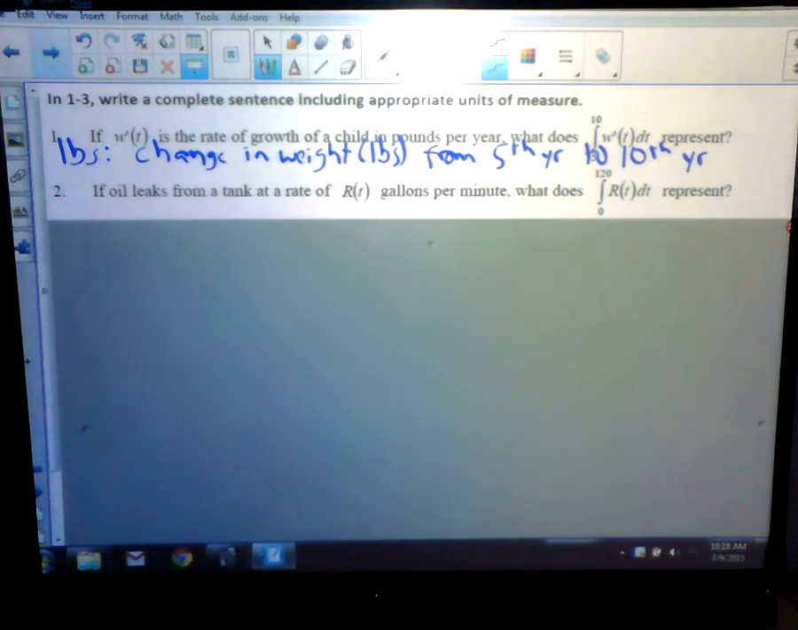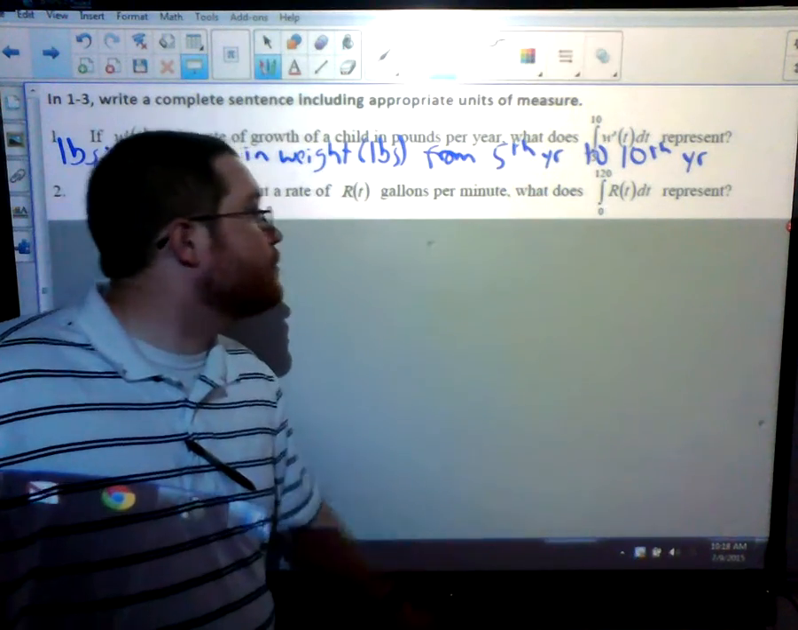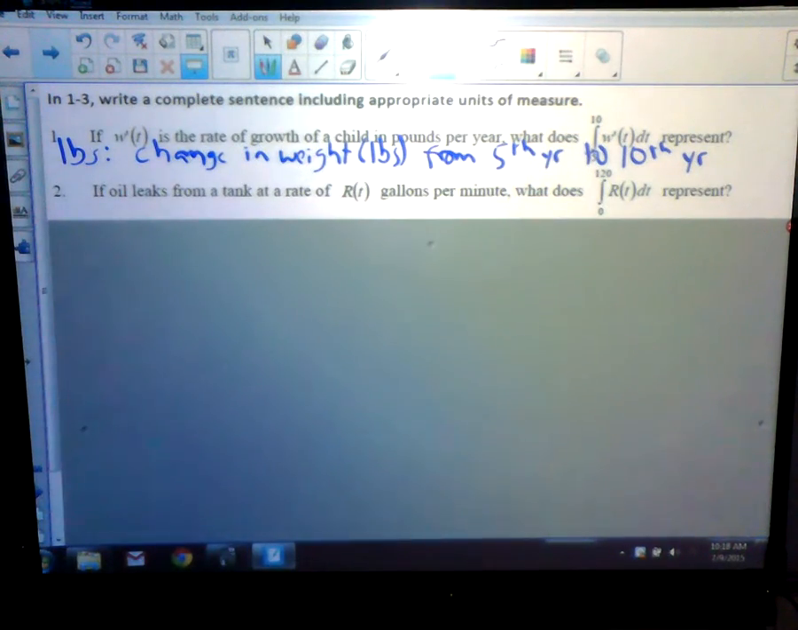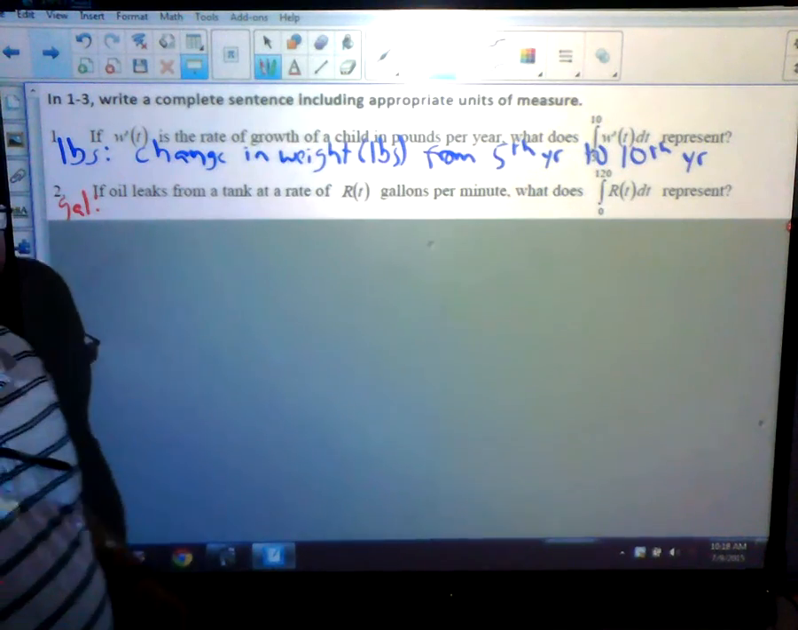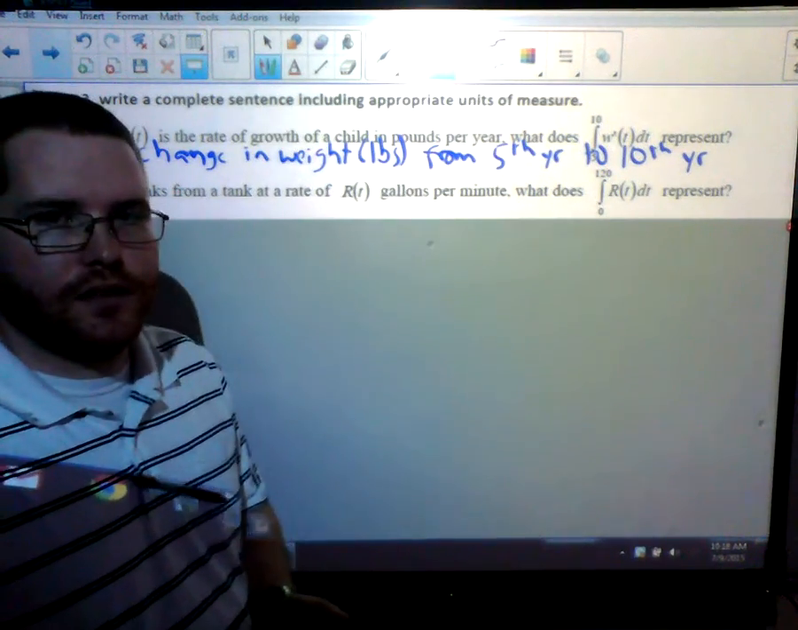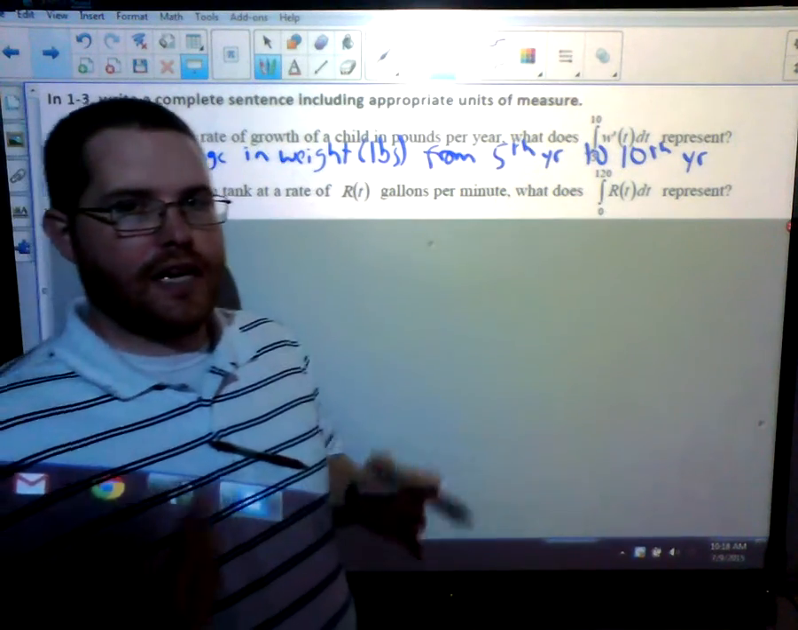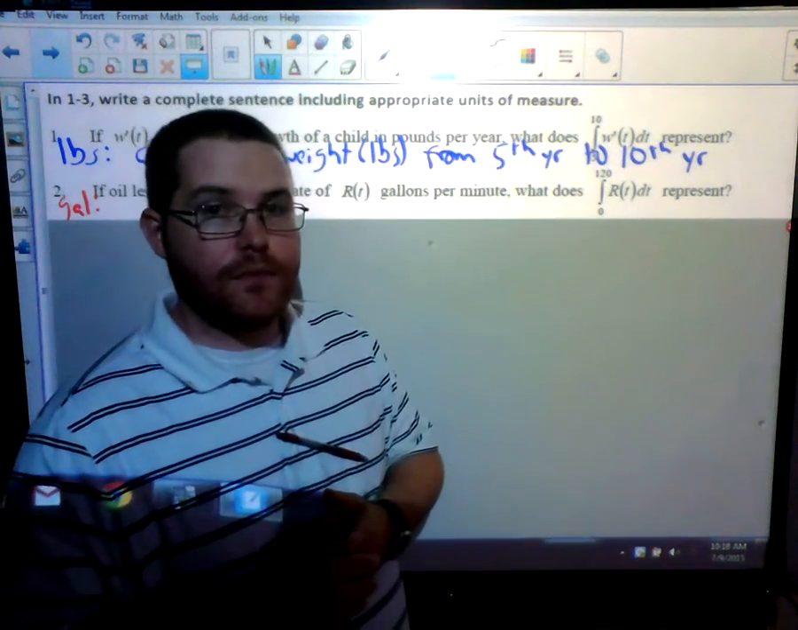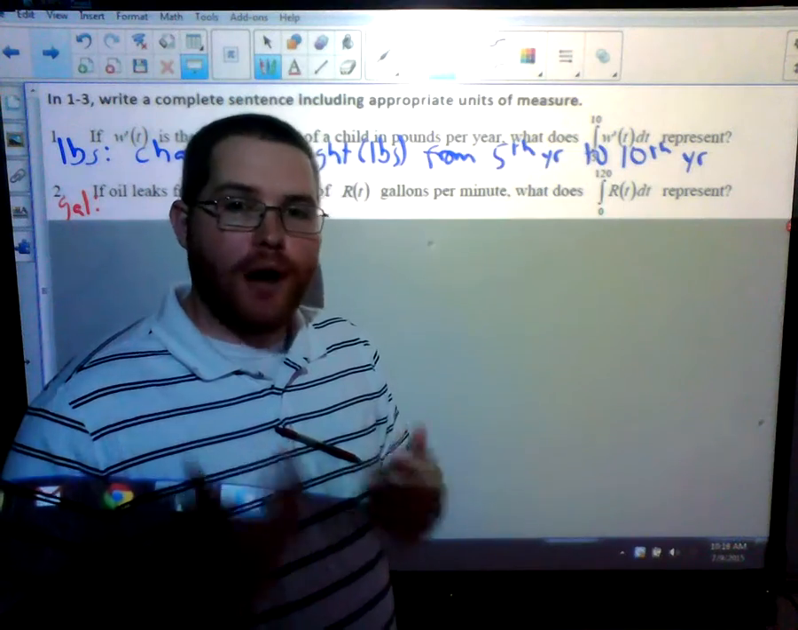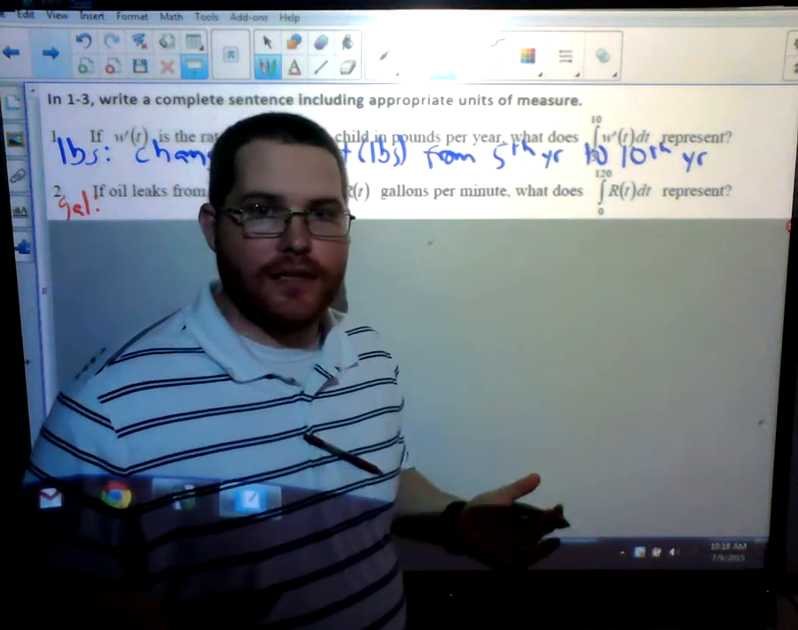An oil leaks from a tank at a rate of R of t gallons per minute. What does this represent? Well, gallons per minute, if you integrate gallons per minute, you get gallons. Now let's think about this. Are there any negative numbers here? Can water leak or oil leak backwards? Can it come back into what it's leaking from? No. These are all the positive leaks, if that makes any sense.